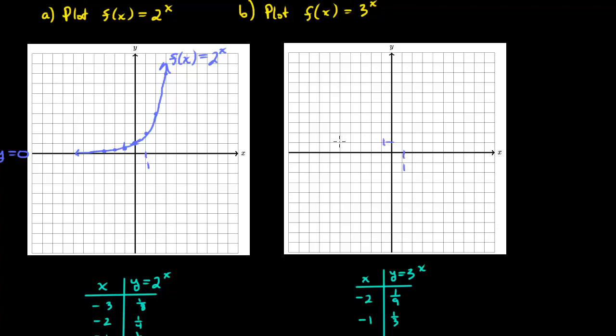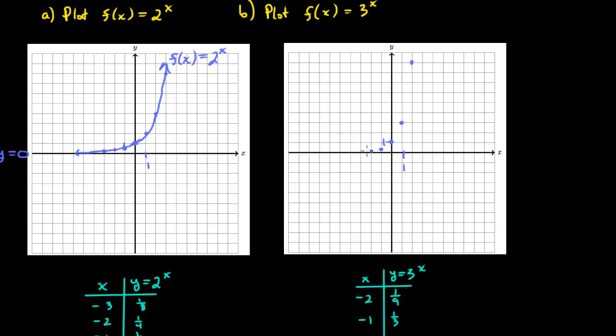And scale the graph, or scale the grid. So I've got a point at negative 2 comma 1/9. I also have a point at negative 1 comma 1/3. I have a point at 0 comma 1, 1 comma 3, and 2 comma 9, which is here.